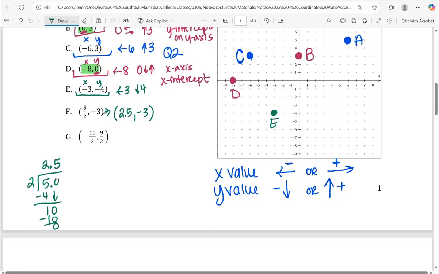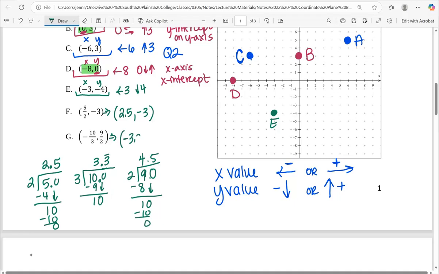For G, if I divide again, 10 divided by 3 is going to repeat. And 9 divided by 2 is 4.5. So I had a negative 3.3 repeating and 4.5 that I could place on my coordinate grid.